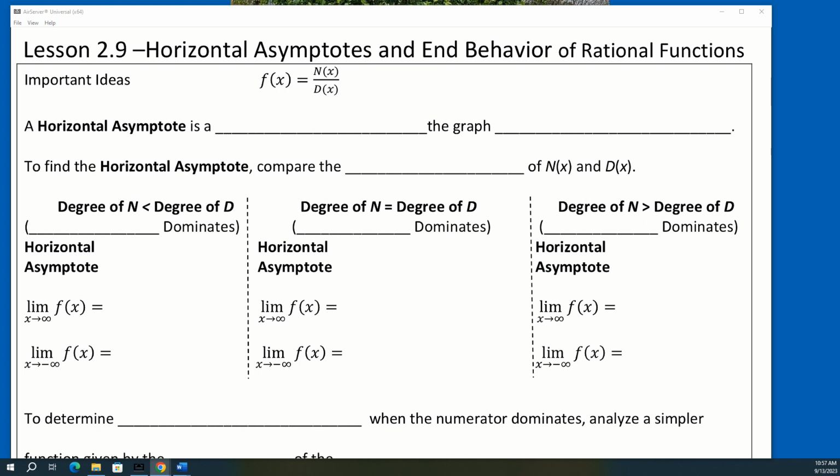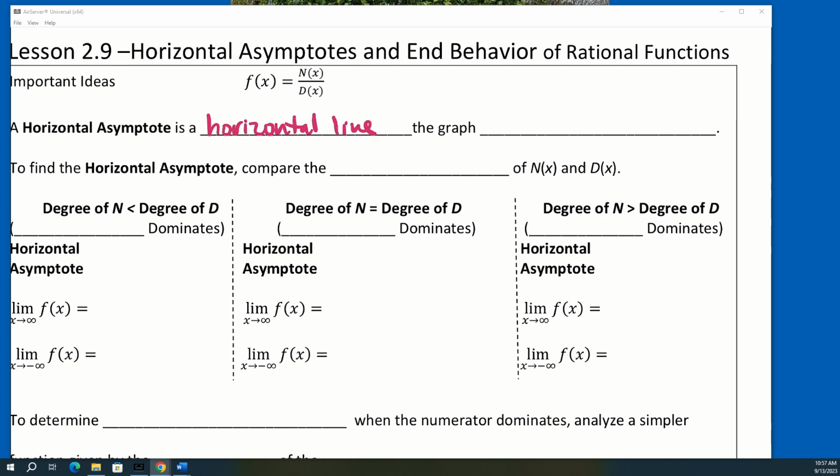All right, so a horizontal asymptote is what you found when you did that. It eventually is going to go to 0. So a horizontal asymptote is a horizontal line the graph approaches as x approaches infinity and negative infinity. So as you go to the far, far ends of the graph, the graph levels off at a horizontal line. That's a horizontal asymptote.